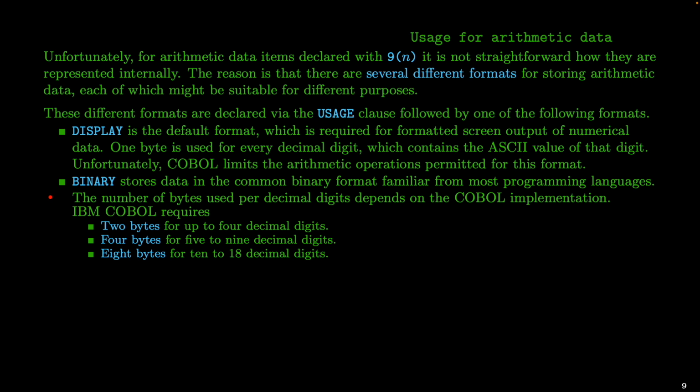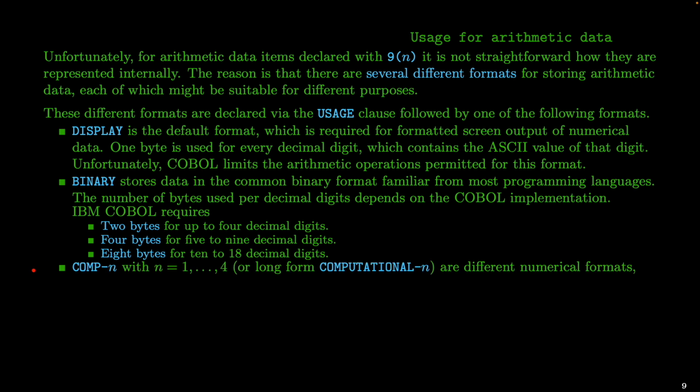And the number of bytes that are reserved for the decimal digits here depends on the COBOL implementation. So here we're following the IBM COBOL standards, and this one requires 2 bytes if you have up to 4 decimal digits, 4 bytes if you have 5 to 9 decimal digits, and 8 bytes from 10 to 18 decimal digits. And you can infer from this that you're not supposed to use numbers in the binary format that have more than 18 decimal digits.